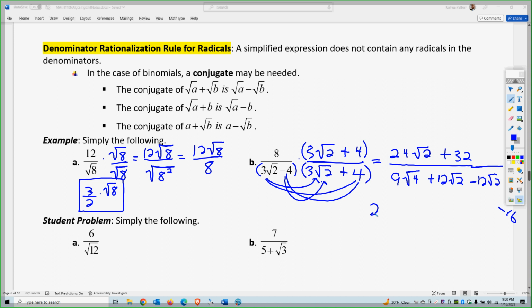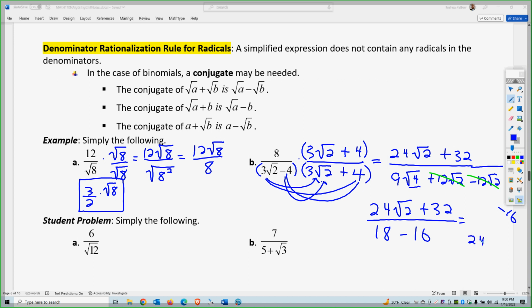So as a result, I get 24 root 2 plus 32 over 9 times 2, because this is really a 2 here, right? 9 times 2 is 18, minus 16, and you're like, well, why is that? Well, if you look at it closely, that cancels that, which is the point of the conjugate, right? Okay, so I'm going to go back to my pen here. So 18 minus 16 is 2.